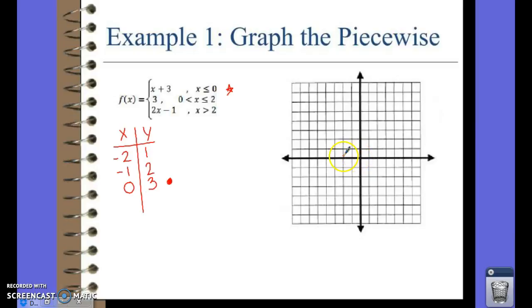So I graph -2 on x, +1 on y. -1 on x, +2 on y. 0 on x, 3 on y. Connecting my points, there is the left piece of my function.